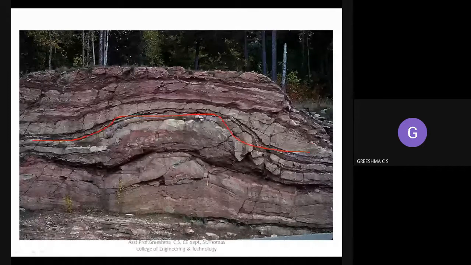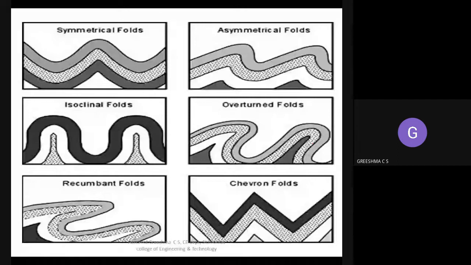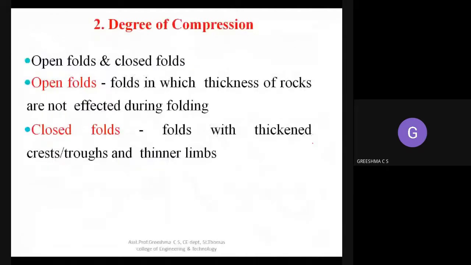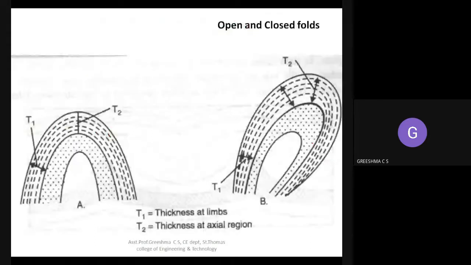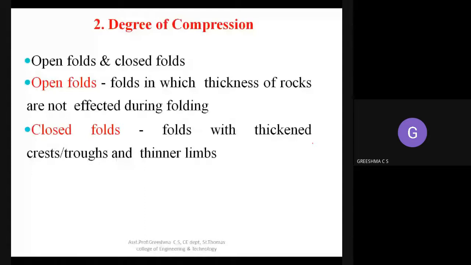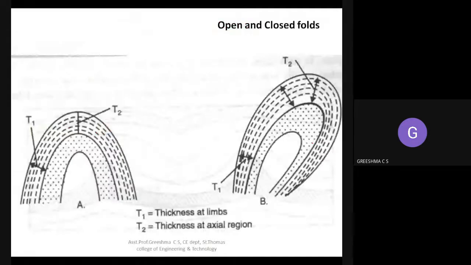So that's the main classification based on the position of the axial plane. Next one is coming to the degree of compression, that is, how much compression has been applied to the rock. Based on the degree of compression, we are having open folds and closed folds. So see this picture first.